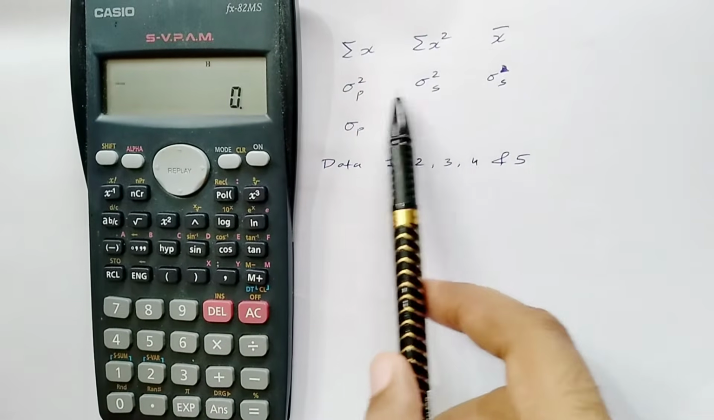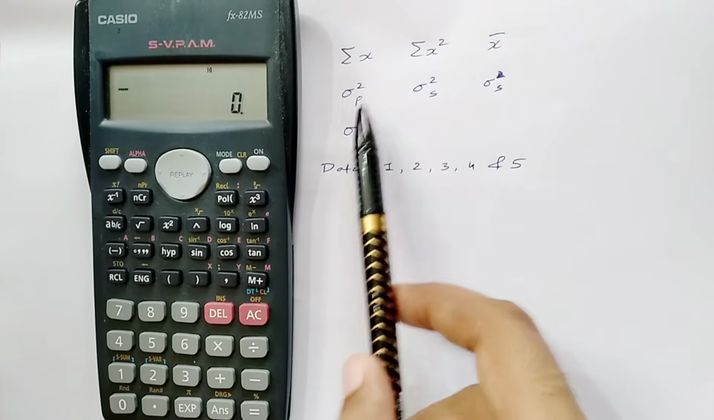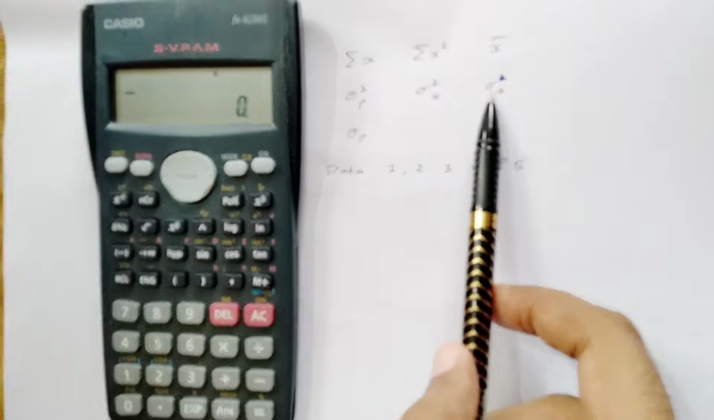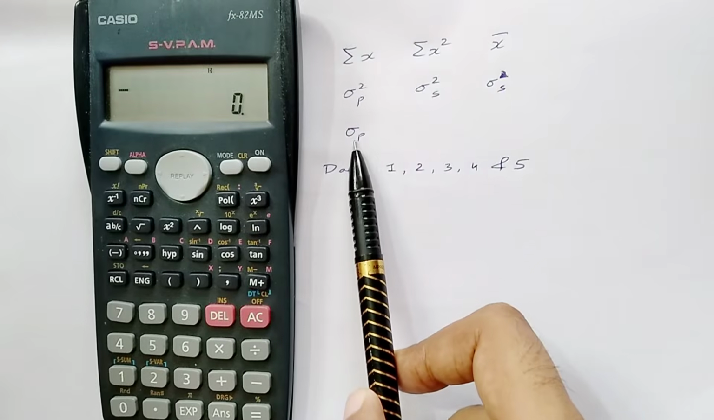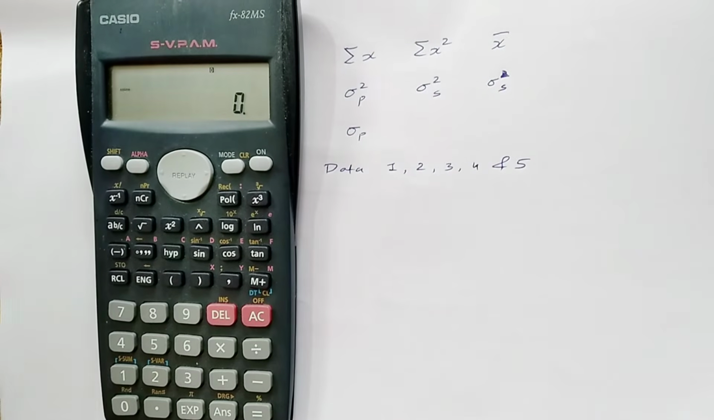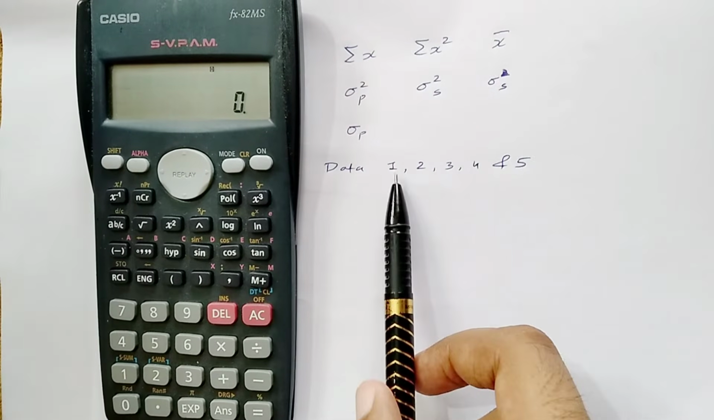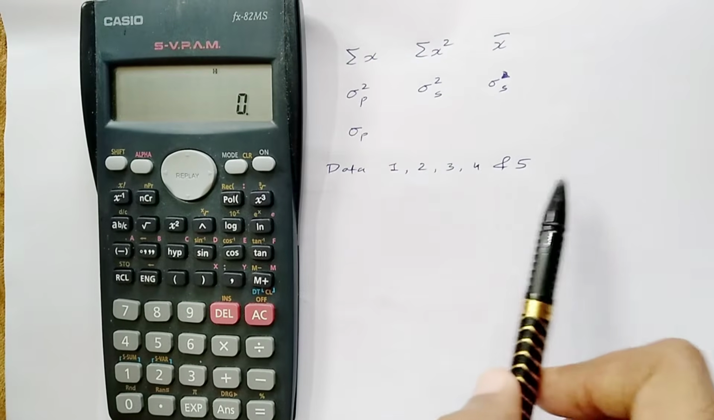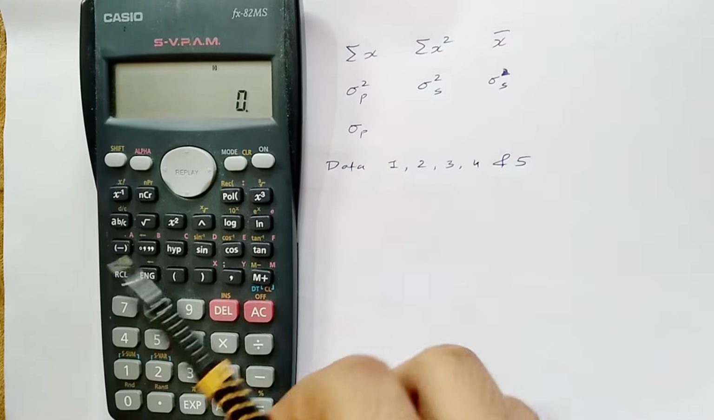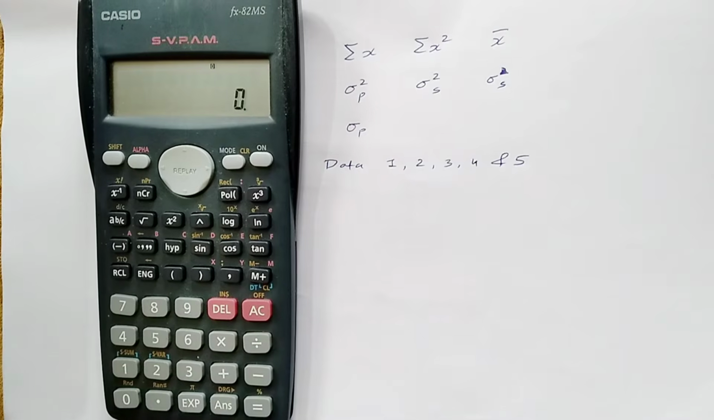In this video I am going to show you how to calculate sum of the values, sum of square, mean, variance of population, variance of sample, standard deviation of sample and standard deviation of population for a given data. We have taken a simple data 1, 2, 3, 4 and 5 and we would be using this calculator.